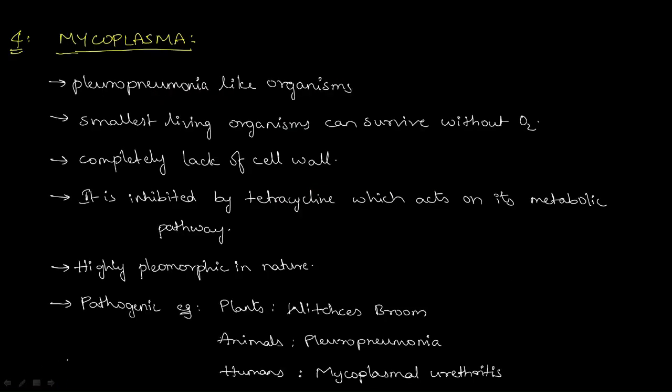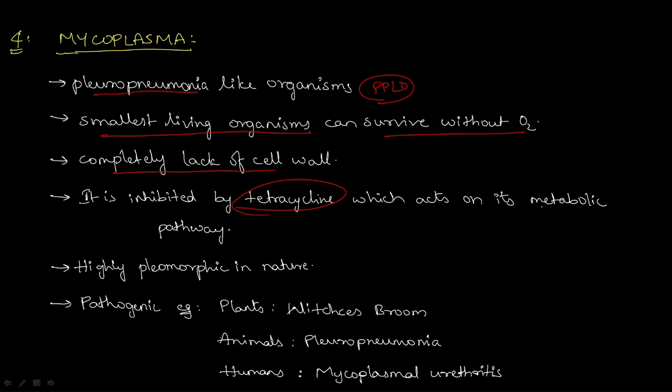And next is mycoplasma. Mycoplasma are the smallest living organisms. They can survive without oxygen. These are pleuropneumonia like organisms, called PPLO. They completely lack the cell wall, and these organisms are inhibited by tetracycline, which acts on their metabolic pathway so that their growth is inhibited. And these are highly pleomorphic in nature.